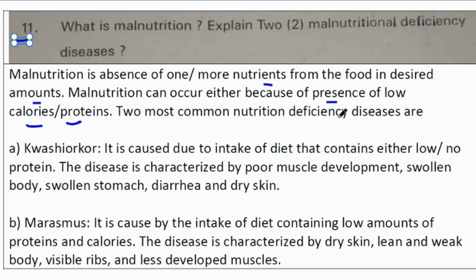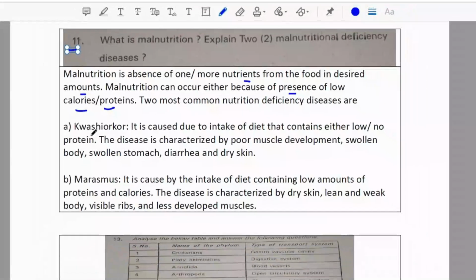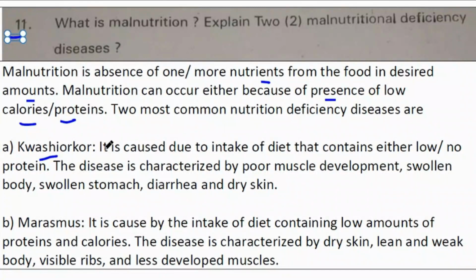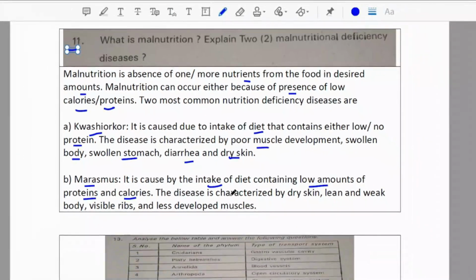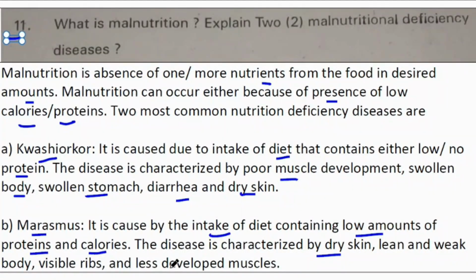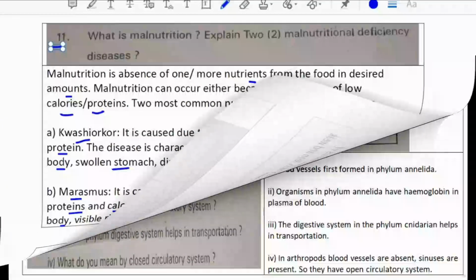Two most common nutrition deficiency diseases are kwashiorkor. It is caused due to intake of a diet that contains either low or no protein. The disease is characterized by poor muscle development, swollen body, swollen stomach, diarrhea, and dry skin. Marasmus. It is caused by the intake of a diet containing low amounts of proteins and calories. The disease is characterized by dry skin, lean and weak body, visible ribs, and less developed muscle.